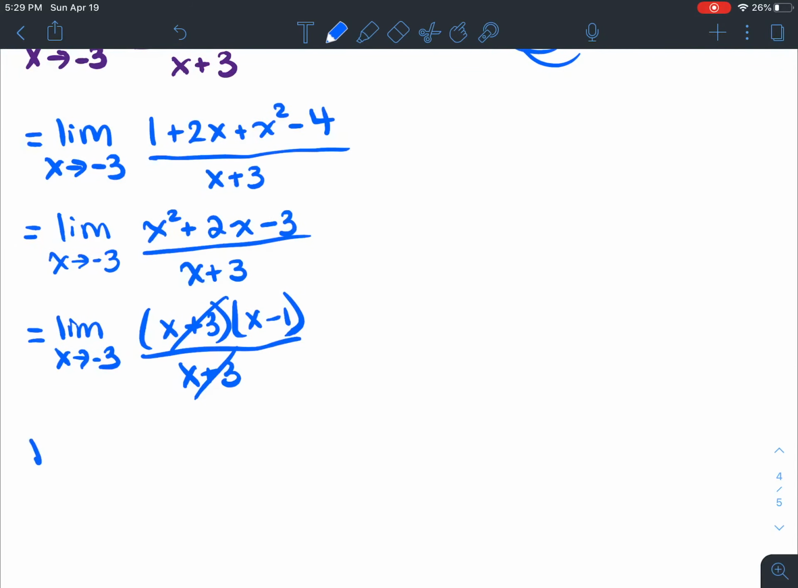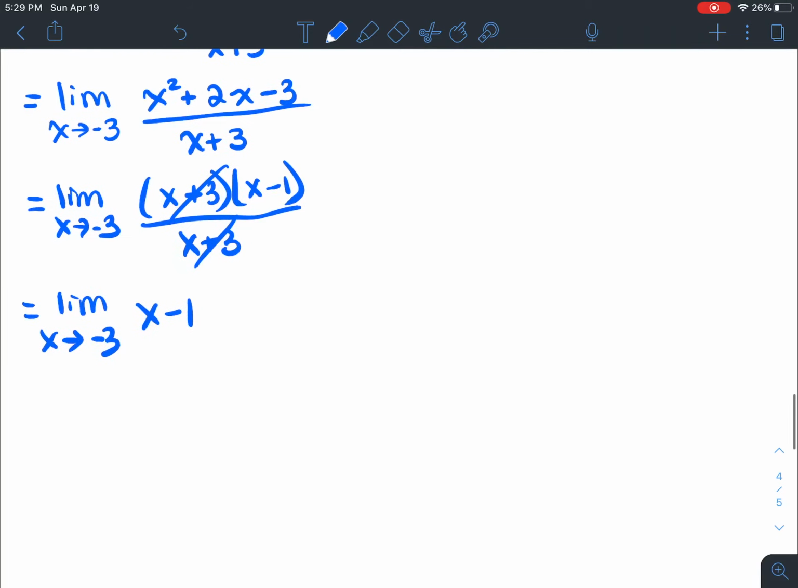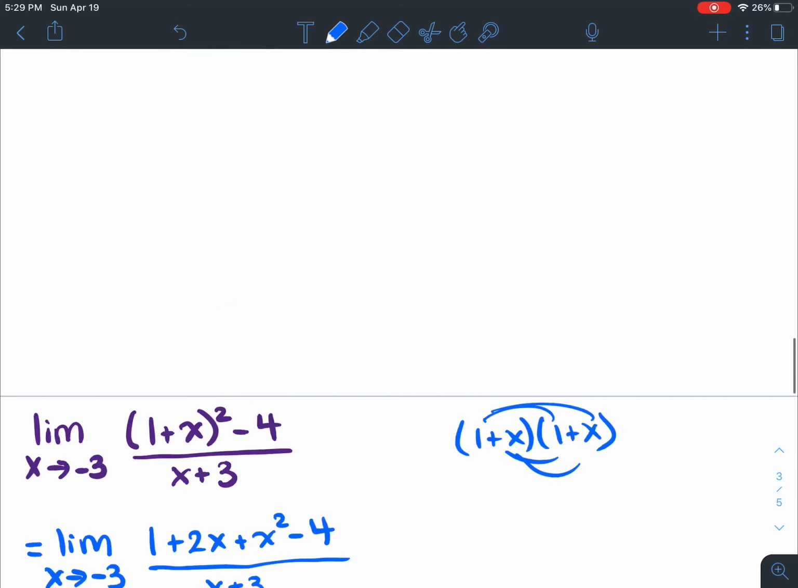Now these guys are going to cancel, which again makes sense because I'm going to have a hole in the graph at negative 3. So the limit as x approaches negative 3 of x minus 1 is equal to negative 3 minus 1, which is negative 4. And we should note that since we did this, x cannot equal negative 3. There's going to be a hole in the graph there.